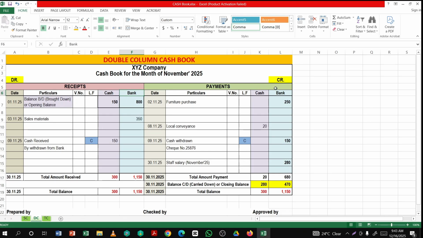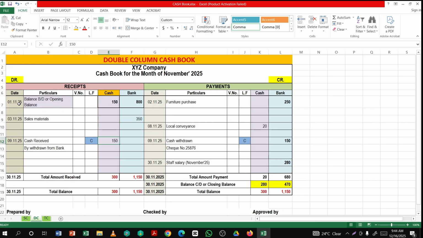Right side also shown date, particulars, voucher number, ledger folio, cash and bank column. In single column cash book only cash column is shown, but double column cash book shows cash and bank column on each side. That's called double column cash book.